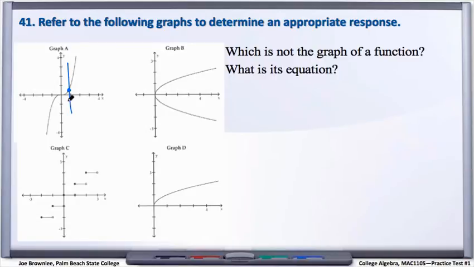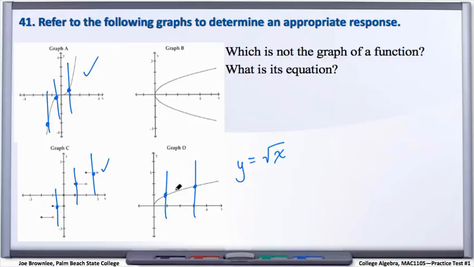So here in graph A, we can drop vertical lines anywhere we want along this graph, and every time they only touch in a single place. So this is a function. Here with the greatest integer function, well, the name itself kind of gives it away that it's a function. But again, no matter where we drop a vertical line, we're only touching the graph in one place. So this is a function. Here we have the graph of y equals radical x. Again, we can drop a vertical line anywhere we want on this graph. We're only touching in one place. So this is a function.